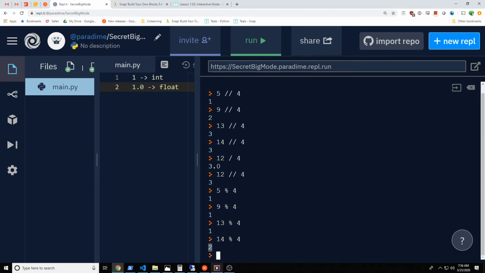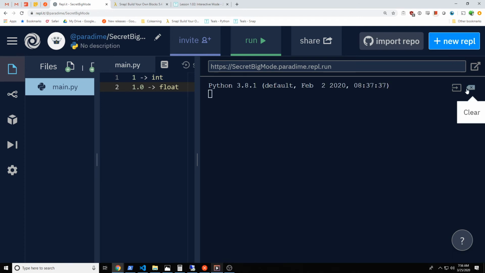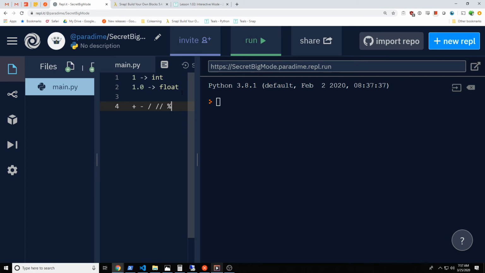So the double division gives us how many times it goes in. The modulo will give us the remainder of this number, the number on the right hand side, goes into it a certain number of times. What is the remainder after those times? What's the whole number remainder? Okay. So next data type that we have are, let me write that over here actually. So things that we can do with integer numbers are addition, subtraction, division, double division, and the percent sign.